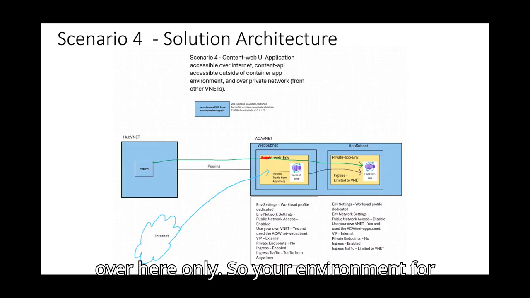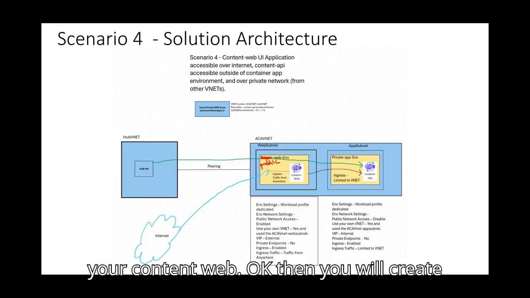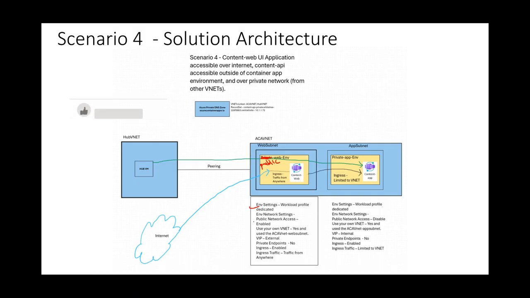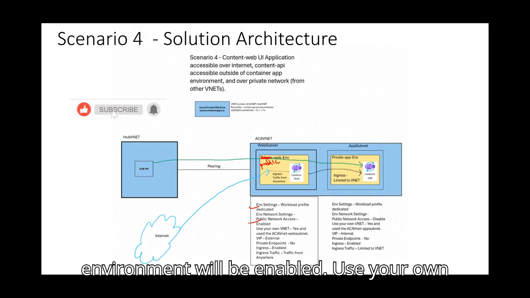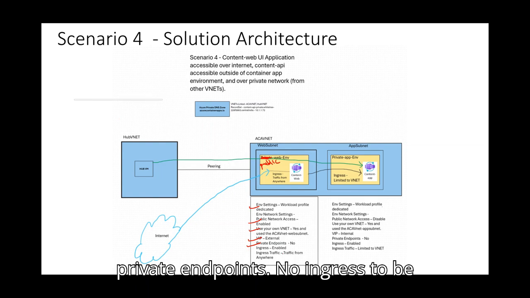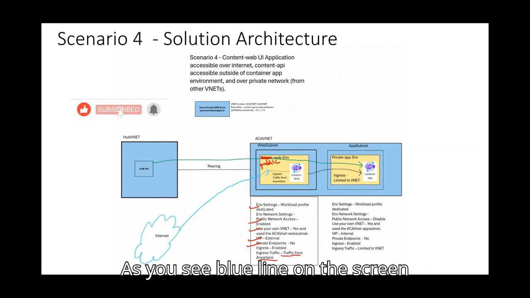So your environment for web will be a public environment for your content web. Okay, then you will create, as always, the workload profile as dedicated. Public network access for your environment will be enabled. Use your own VNet. VIP will be external. Private endpoints no. Ingress to be enabled with traffic from anywhere, so that from the internet it can be reachable, as you see the blue line on the screen.